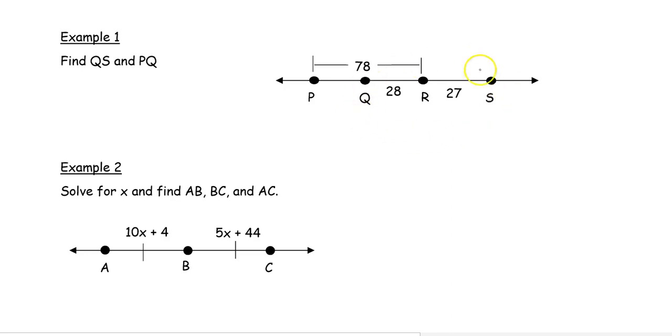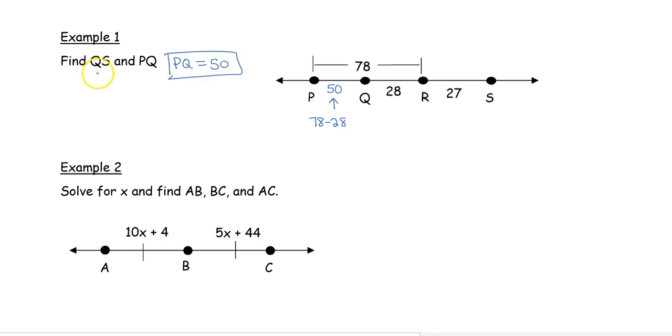I look at all the information. My eye is drawn right here. I see that this whole segment here is 78 and QR is 28. That's going to let me find PQ. I can do 78 minus 28, which leaves me with my segment PQ equaling 50, which is good. That was one of the things that we wanted to find. So PQ is equal to 50. We've answered one of our questions.